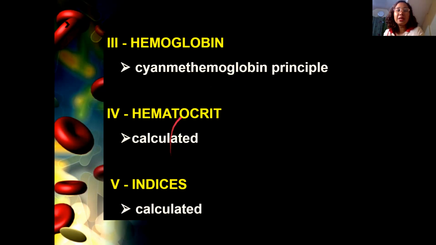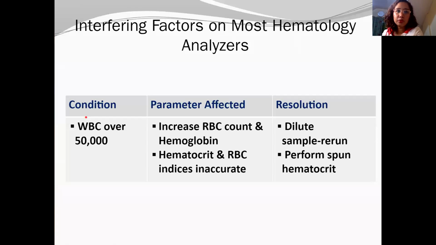Hematocrit is just calculated. So if the hemoglobin goes up, the hematocrit could also go up since it is calculated from hemoglobin. Another example: WBCs over 50,000. This is a lot of WBCs, so it could make your EDTA blood turbid. It could affect your RBC count, hemoglobin count, hematocrit count, and indices.